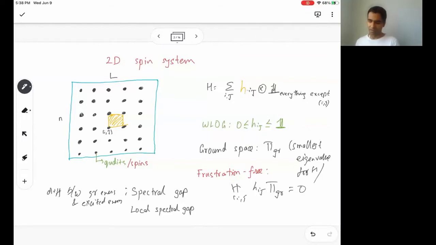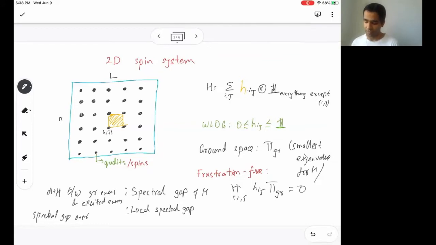So that is known as the spectral gap of H. And this spectral gap usually plays a key role in lots of phenomena related to these Hamiltonians. And for this talk, what will be relevant is a notion which I'll call the local spectral gap, which is the spectral gap over certain regions of the lattice.